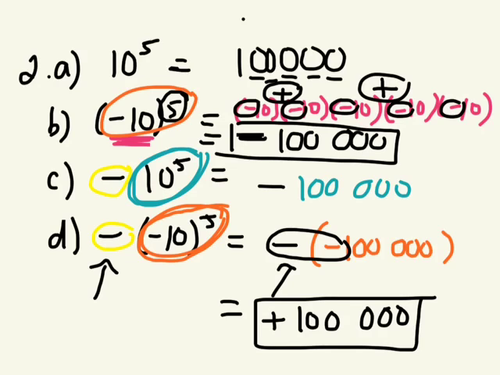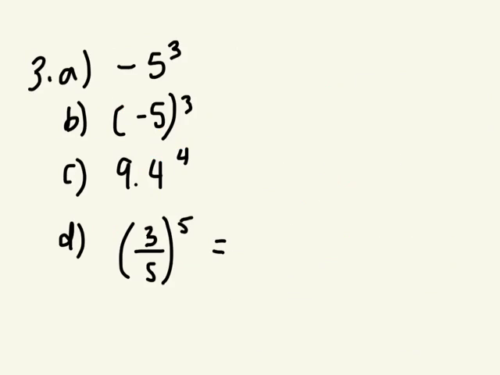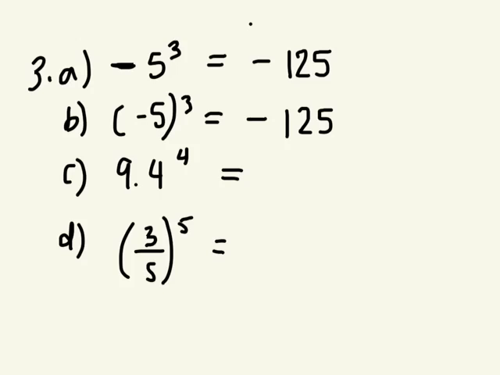Raise your hand if you got positive for the last one. Negative 5 to the power of 3 will be negative 125. B. Yes, negative 125. Again, it's the same answer. C. Yes. 7,807. Like that? Good. And D.